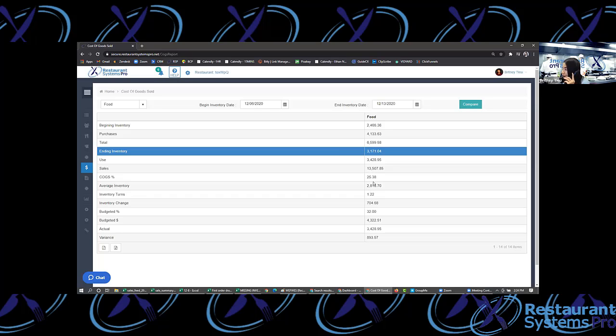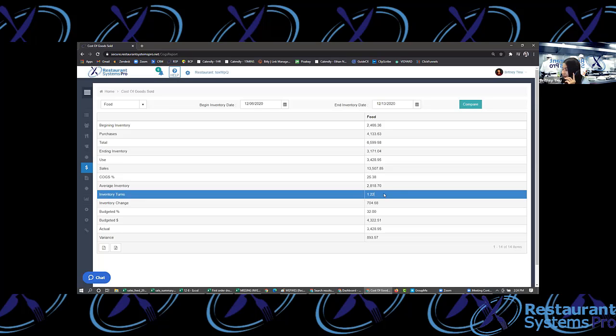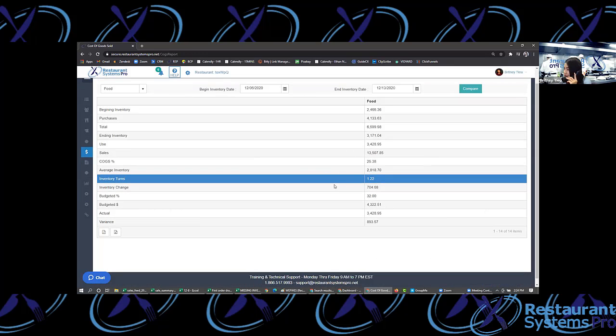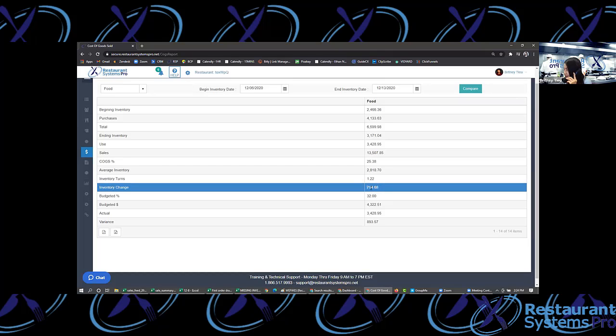Gotcha. Now, we have the inventory turns. The easiest way to explain this is the amount of times that you basically empty your shelves and refill your shelves. And the more that you're doing inventory and the more accurate your inventory is, you'll get a better number for the inventory turn amount. Now, your inventory change, this is what I was just referring to. If I see something like a $2,000 difference, especially when it's something like bottled beer, where you don't have that much bottled beer, then that's going to be a red flag for me, and there's probably something wrong with my inventory.